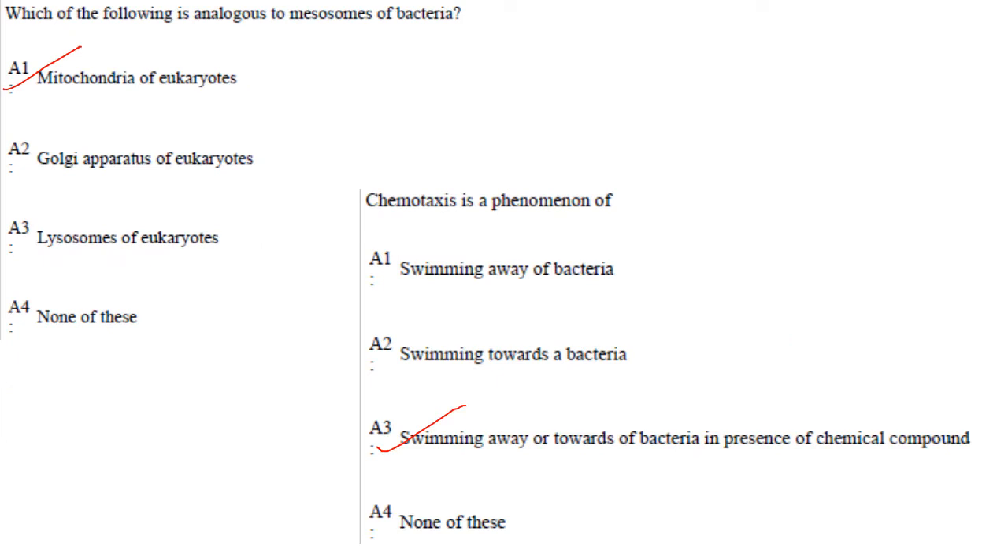Then next one, which of the following is analogous to mesosomes of bacteria? It is mitochondria of eukaryotes. Answer is option 1. Then chemotaxis is a phenomenon of swimming away or towards of bacteria in presence of a chemical compound. That is called chemotaxis. Answer is 3.